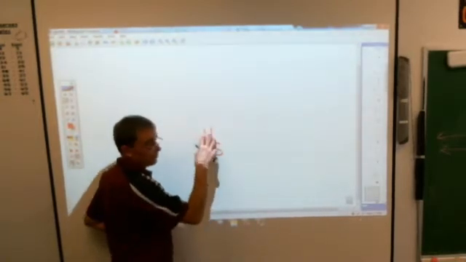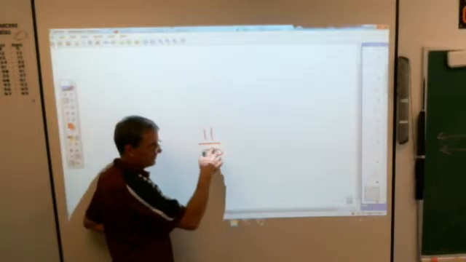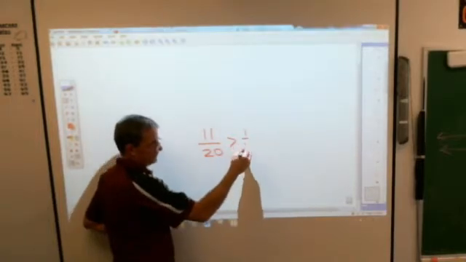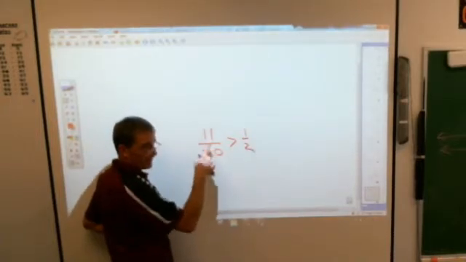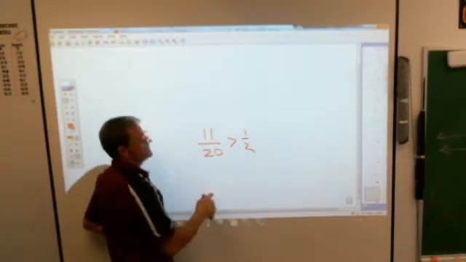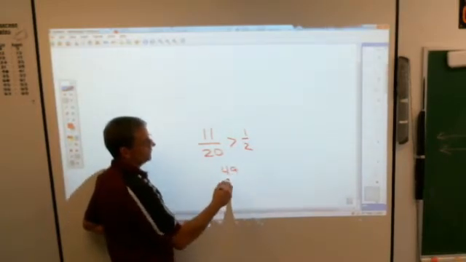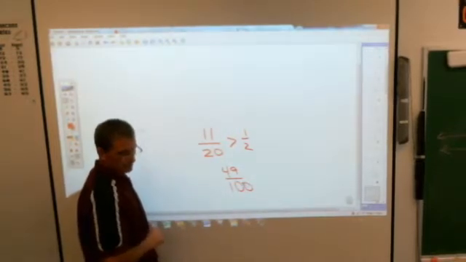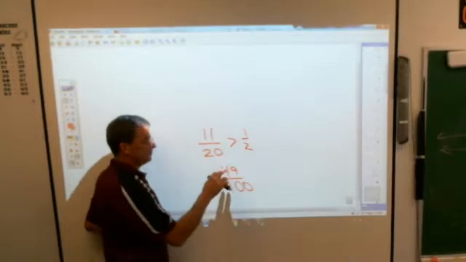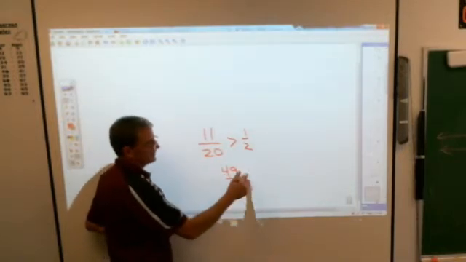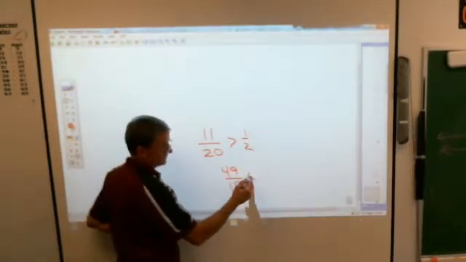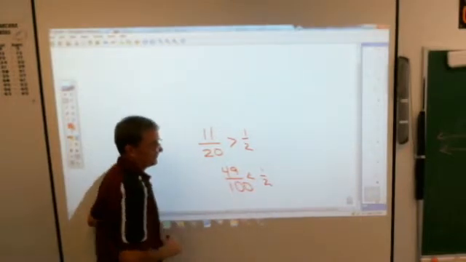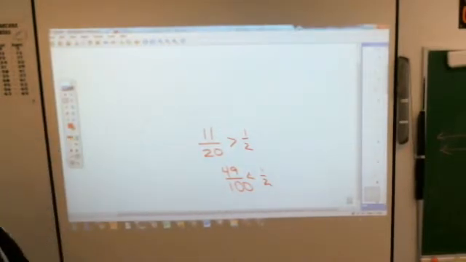But this is 1 more than 10, so this fraction has to be more than 1/2 because the top number is more than half of the bottom number. How about this? 49 over 100. Is that more than half or less than half? Less. Why? Because half would be 50 on top, and 49 is less than 50, so this would be less than 1/2.